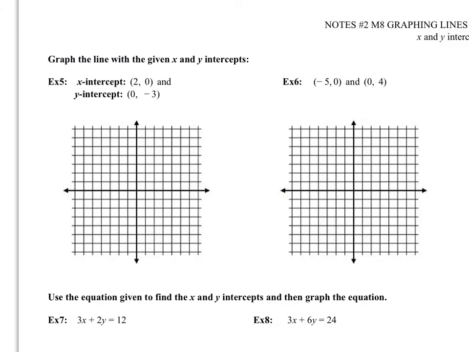So now we're going to practice graphing the lines if we know the intercepts. If the x-intercept is 2, 0, which maybe some people would just say 2, that just means to go over 2 on the x-axis and up 0, so that point is going to be touching the x-axis. To graph the y-intercept of 0, -3, I'm going to go over 0 and down 3.